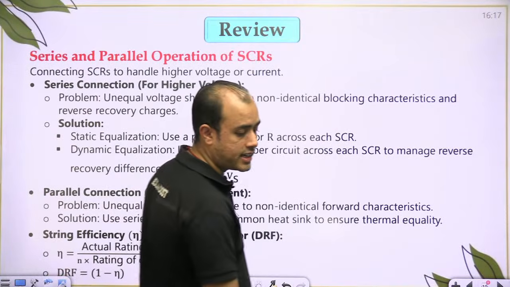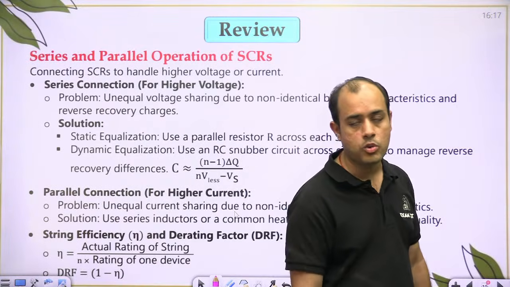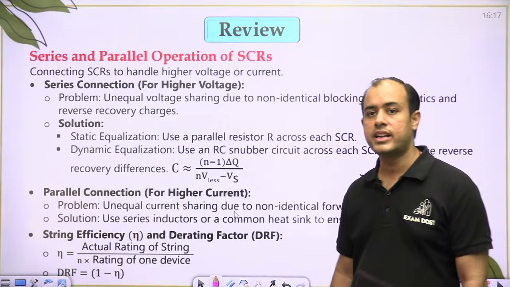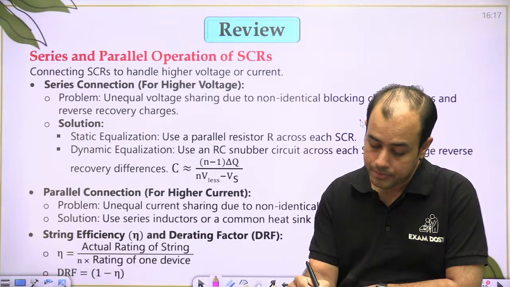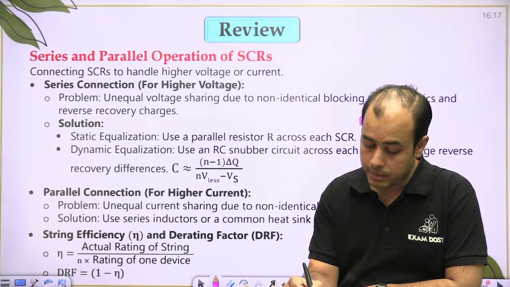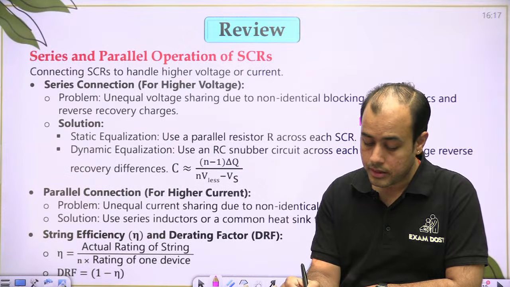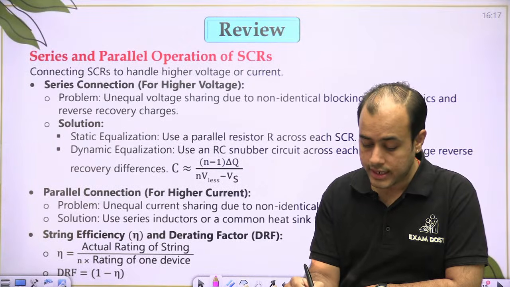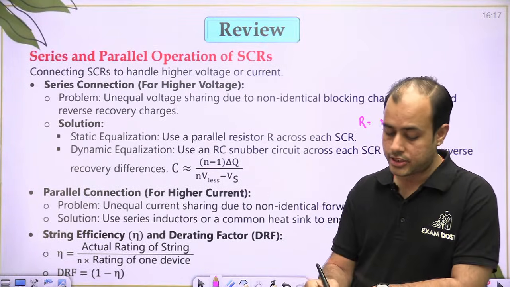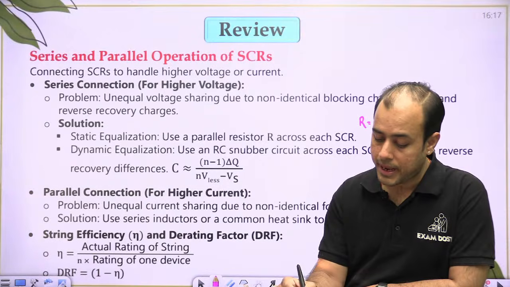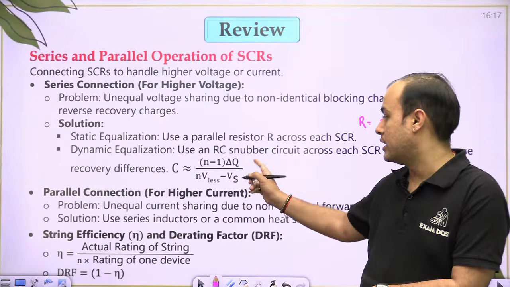In the series connection, there is a problem of unequal voltage sharing, for which we connect a resistor where the value of the resistor is (N VBM minus Vs) over (N minus 1) delta IB, or unequal reverse recovery charge. For that, we connect a capacitor whose value is given like this.